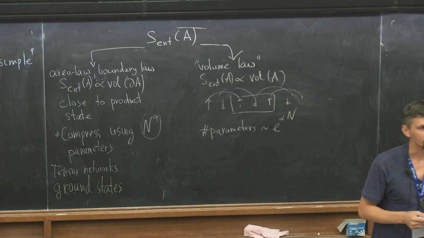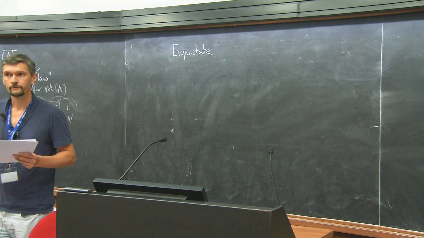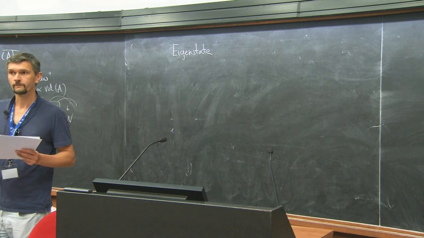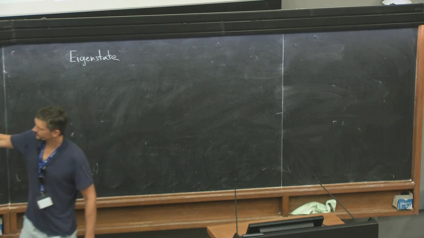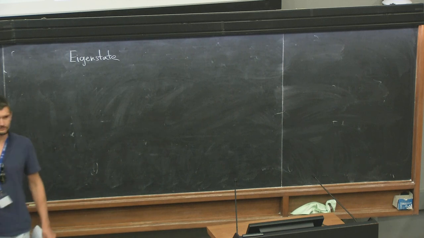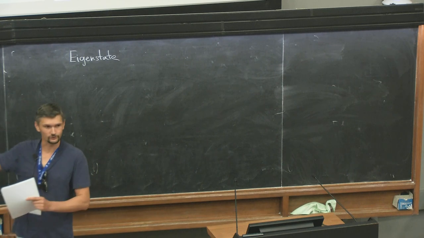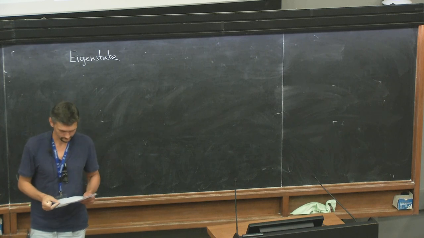In 2D, sorry, could you repeat the question? Yes, indeed there are. Thanks, that's a good comment. There are examples where it's an area law, but you have a logarithmic correction. So let me broadly put them into the slightly entangled states category.